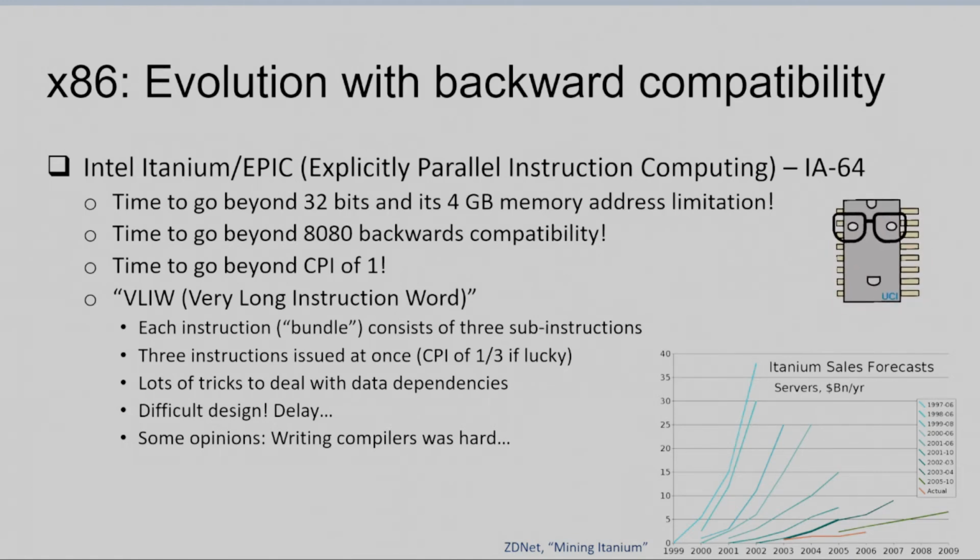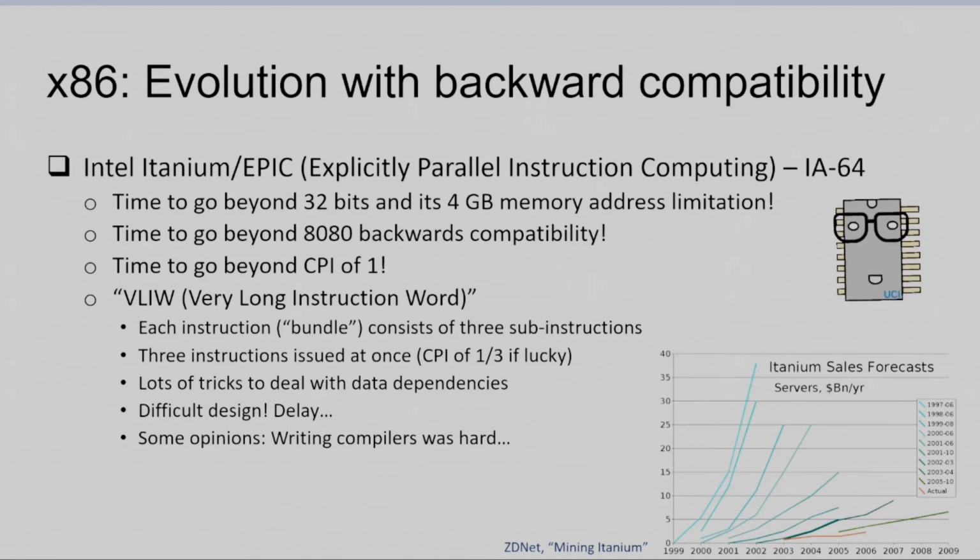And at about this time, Intel was running into the end of Dennard scaling, as we talked about. Single thread performance wasn't increasing particularly fast, at least not as fast as expected. It was time to go beyond 32 bits and its 4 gigabyte memory address limitation, because 32 bits can only express up to 4 gigabytes. It was also time to go beyond 8080 backwards compatibility, from the point of view of some Intel engineers.